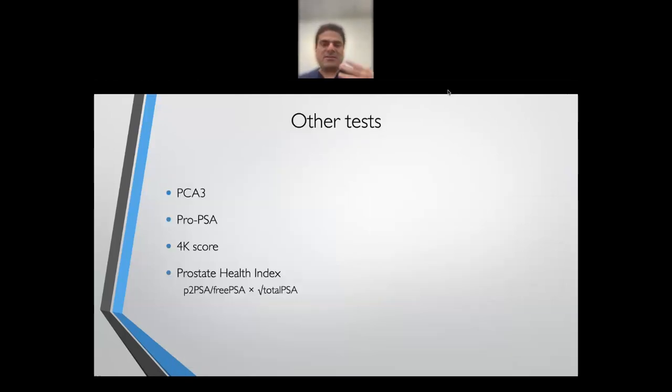Now, we have other tests like PCA3, Pro-PSA, 4K score. If you have a fancy patient who goes to Toronto, they might tell you, oh, I went and I paid $1,000 and I got the 4K score, or prostate health index. There are gazillions of those, and none of them have hit the guidelines. They are mentioned, but they are not part of the guidelines because they're expensive, and I think the utility is very specific for those who can afford that kind of thing.